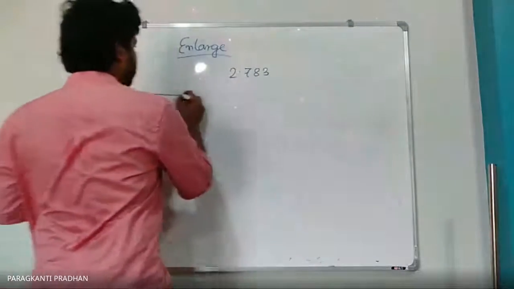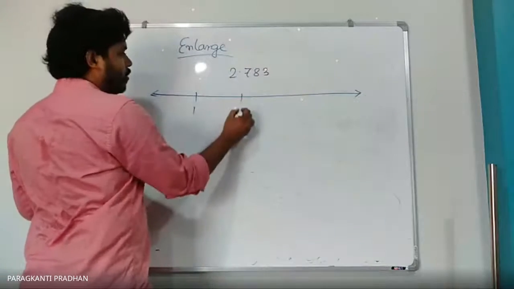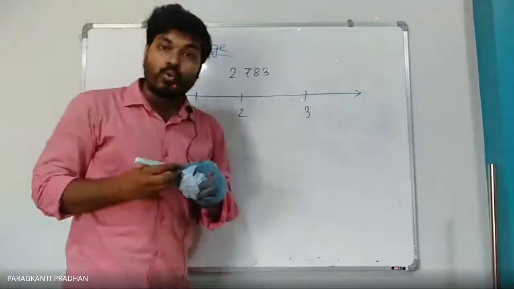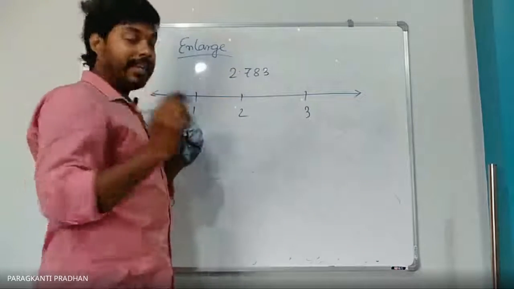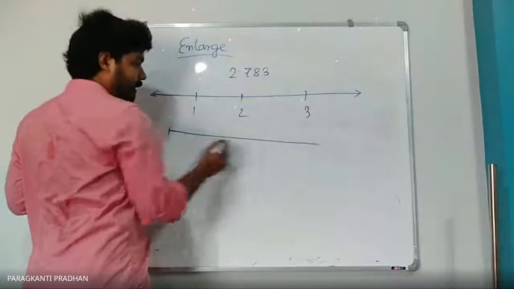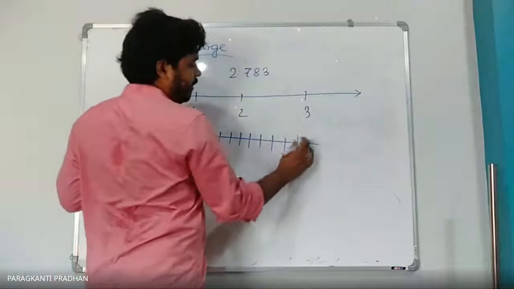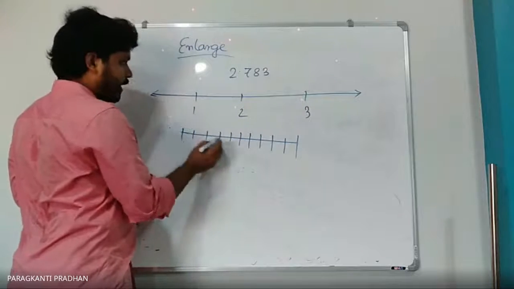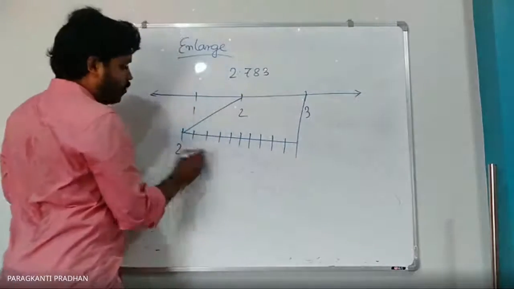So this is the number line, and at first 1, 2, 3, and you have to first write that this number lies between 2 and 3. Then take a scale and first draw 10 divisions, 1 2 3 4 5 6 7 8 9 10. Put this here, and this will be 2 and this will be 3.